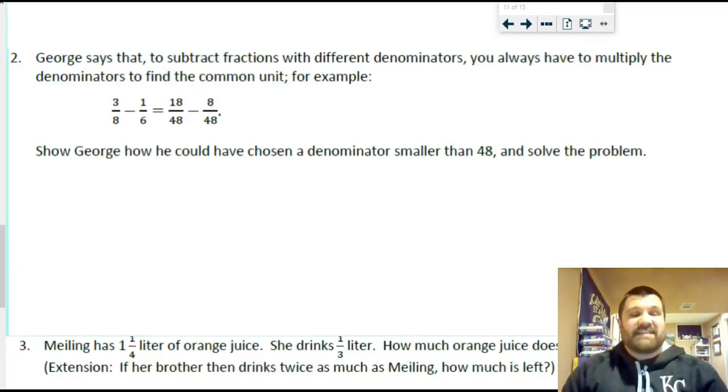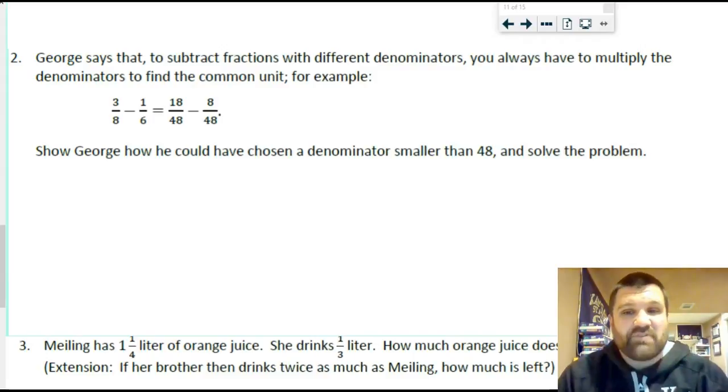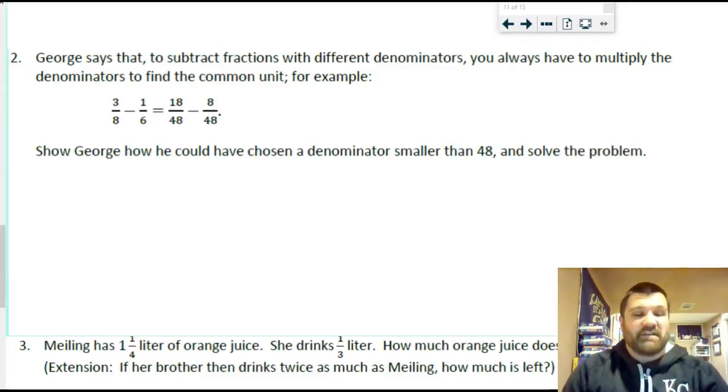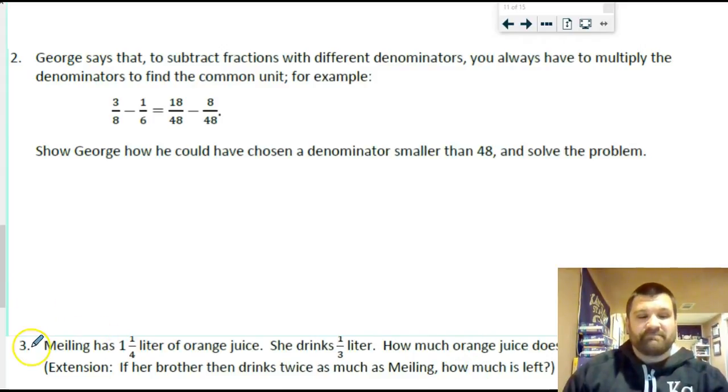So George says that to subtract fractions with different denominators, you always have to multiply the denominators to find the common unit. For example, 3/8 minus 1/6 equals 18/48 minus 8/48. Can you show George by doing the work to show him that a chosen denominator could have been lower than 48, and then solve? Go. Pause.